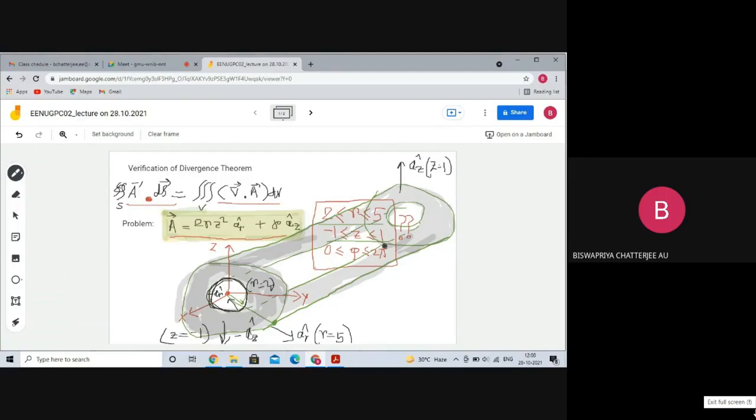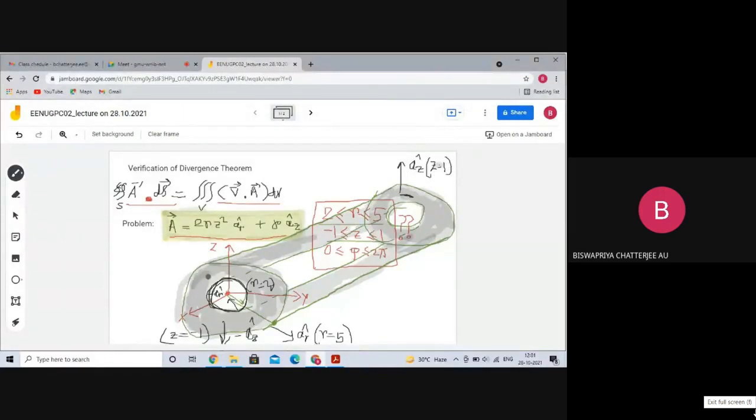Similarly, this roof, this portion only, can be moved upward. So it will be acted along AZ cap, and the geometry of the surface is a constant Z surface, with Z equal to 1.